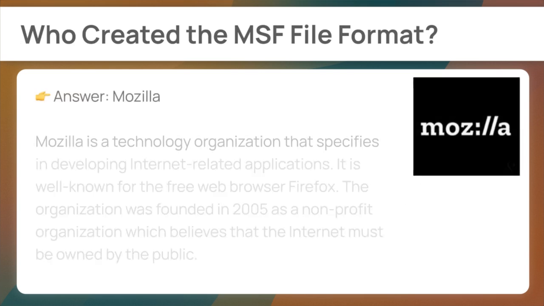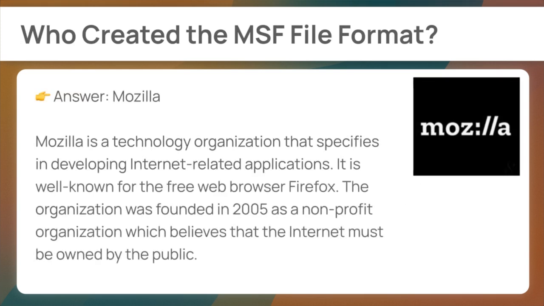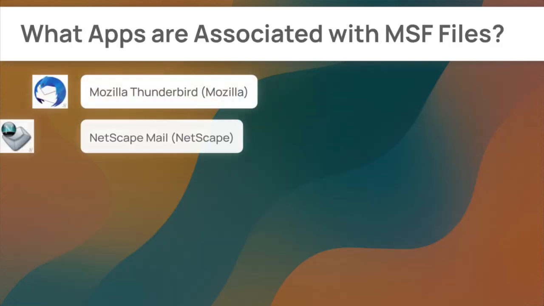Developed by Mozilla, the format is structured to provide fast indexing and searching. The file contains only reference data, not the full email content. If this index file is corrupted, Thunderbird will automatically rebuild it from the associated MBOX file. The ideal software for creation and opening of MSF is Mozilla Thunderbird from Mozilla.